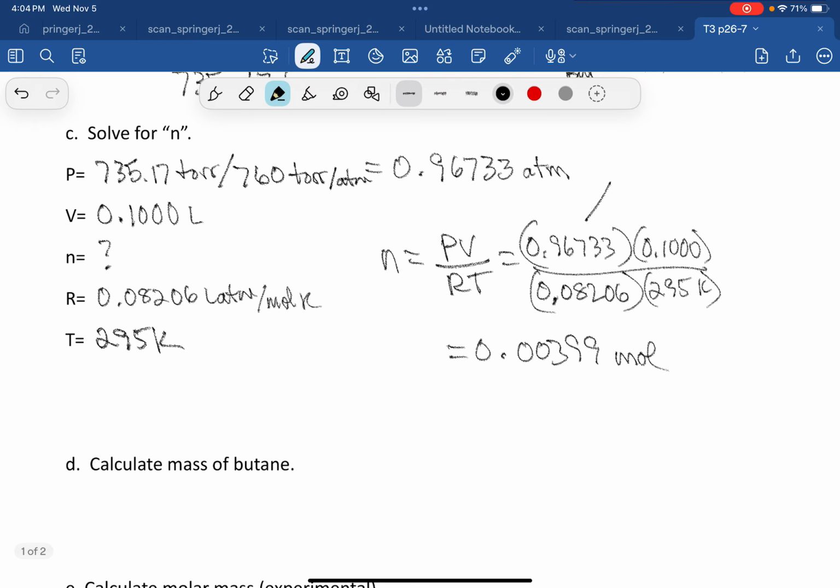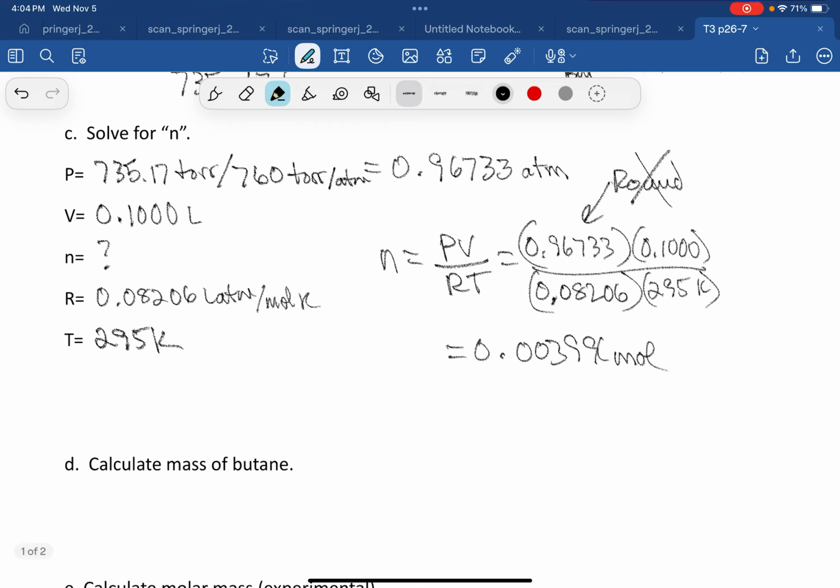Now, notice we did not round this number. I think you're better off waiting till the end to round. They'll allow you to do it either way. I think it's 3996 actually, if I haven't miscalculated. Okay, so there it is. That's the answer to letter C.